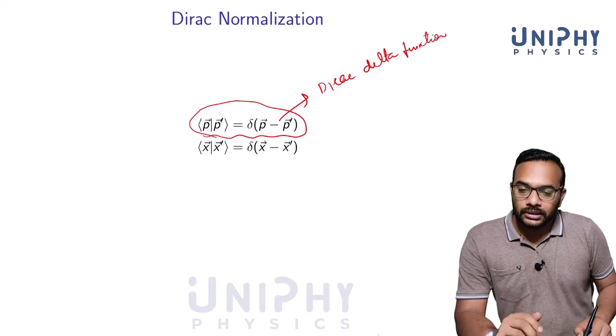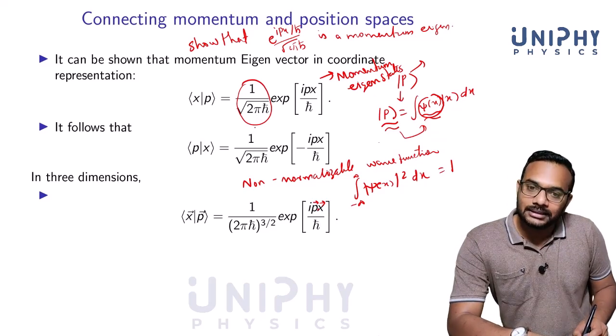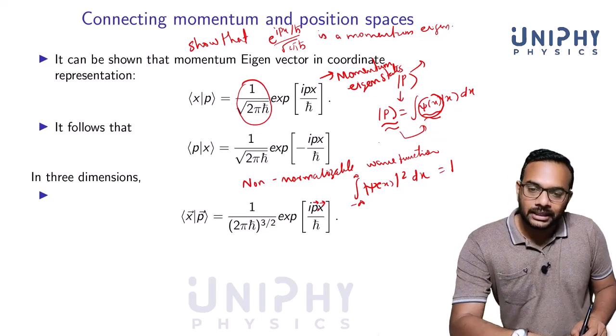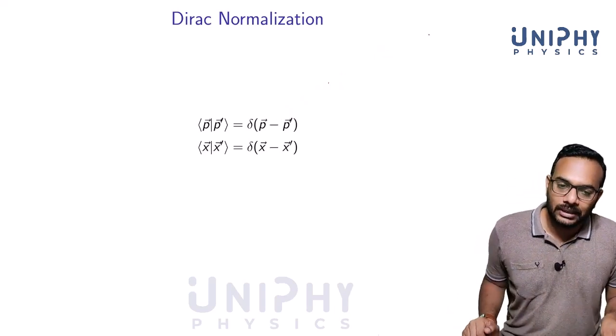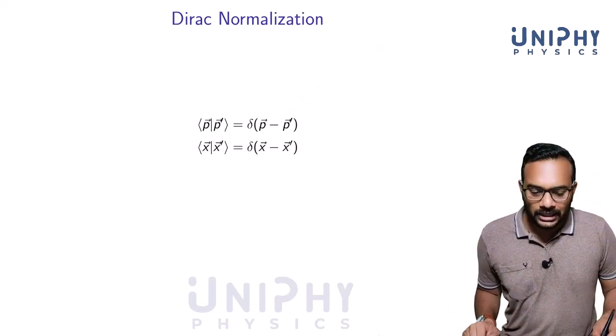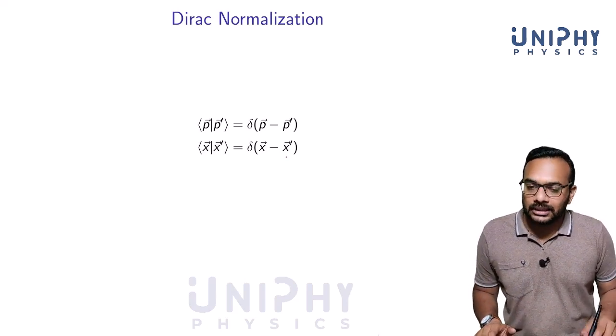Okay, so demanding this, you can fix this normalization constant as 1 by square root of 2 pi h cross. This is important. This is known as Dirac normalization. It's not exactly normalized to 1, and you cannot really interpret it as some sort of probability density, but we can still use this.